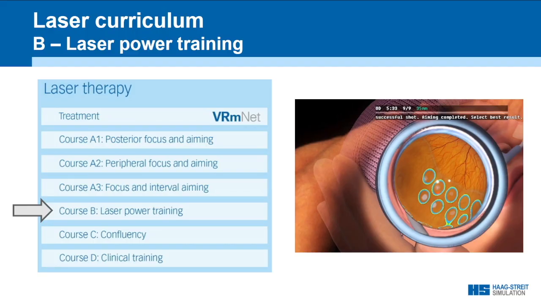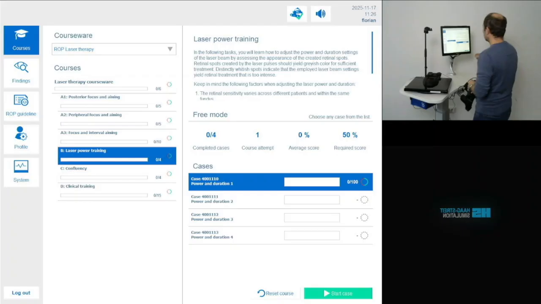Course B is now about the laser power. Up to now you saw those purple laser spots like abstract laser spots. Here you see already in the screenshot, now we have a more realistic visualization, either, as in this case here, with maybe not enough energy, whereas this might have been already too much energy. So let's see how this looks on the simulator.